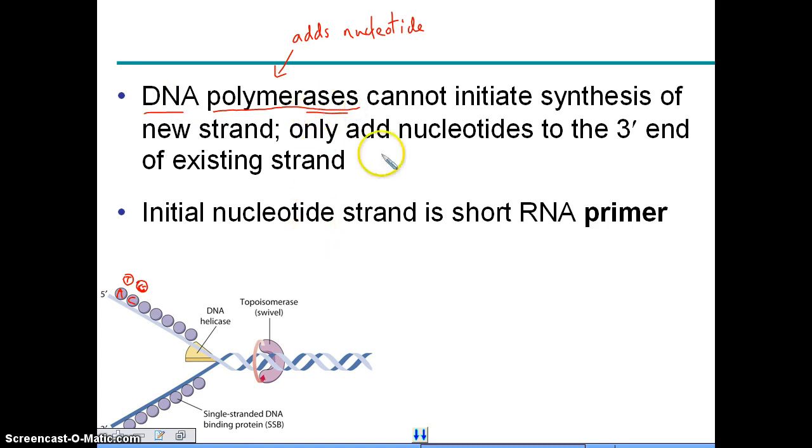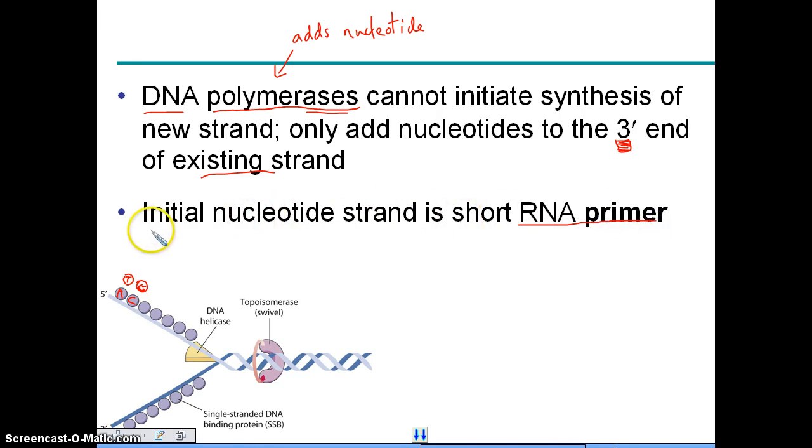Now there is a key shortcoming to DNA polymerase. It can only add bases to the 3' end of the existing strand. Now, that's significant because what that does is it limits DNA polymerase to only being able to add DNA to where strands already exist. It cannot create a brand new strand. The creation of a brand new strand actually falls on the shoulders of this RNA primer.